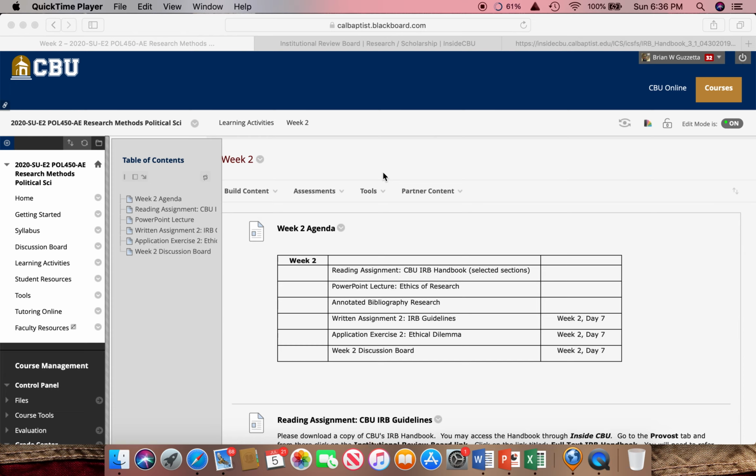And then we have 3 assignments this week: our written assignment 2, which is on IRB guidelines, an application exercise 2 on ethical dilemmas, and a discussion board.